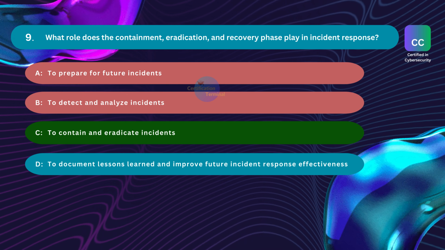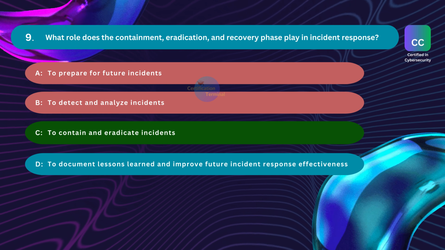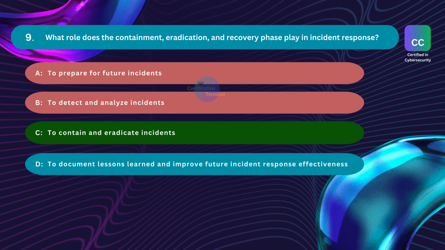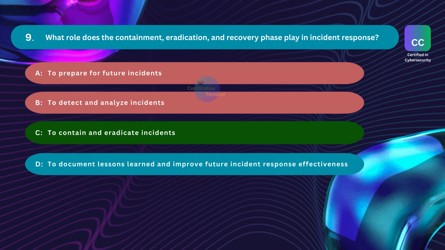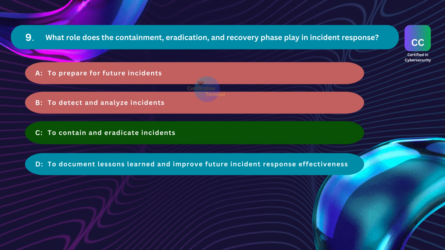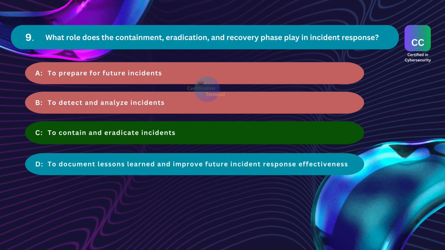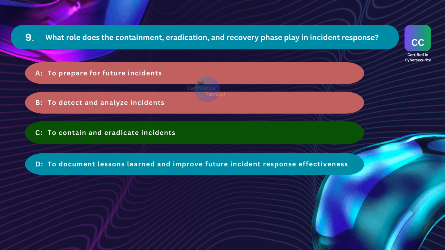Option D, to document lessons learned and improve future incident response effectiveness, is incorrect. While documentation and learning from incidents are important, this specific phase is more focused on immediate actions to contain, eradicate, and recover from the ongoing incident rather than documentation and post-incident analysis.